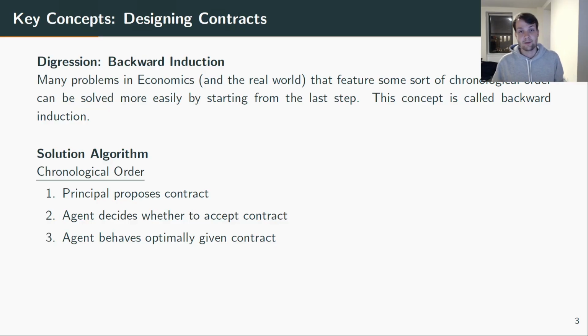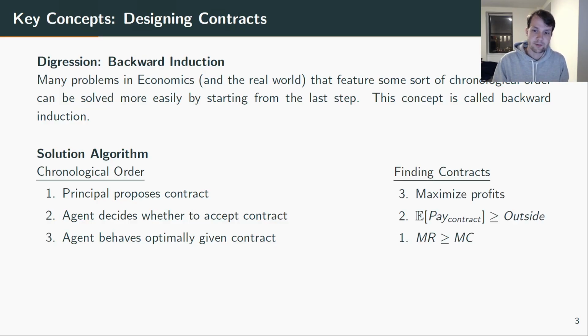In this setting with agency problems, we usually have problems in chronological order. The principal is going to propose a contract. The agent is going to say, I sign it or I don't sign it. And if the contract is signed, then the agent is going to behave optimally based on his own objectives within the constraints of the contract, right? They're going to do whatever maximizes their payoff. So when we solve this, we're going to go in reverse.